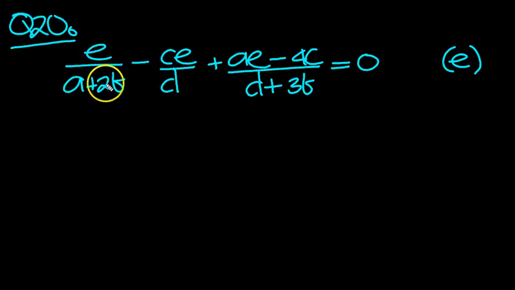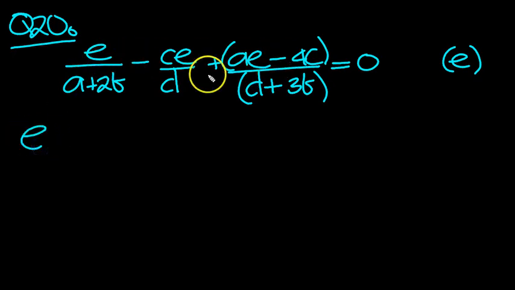Right, E over A all over A plus 2B minus CE over D plus AE minus 4C all over D plus 3B equals 0. And we want to solve for E. There's an E here, and just an E there. And you can split this fraction up very easily. So it's quite easy to see, actually.